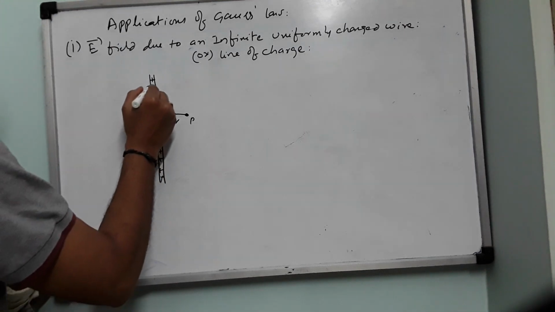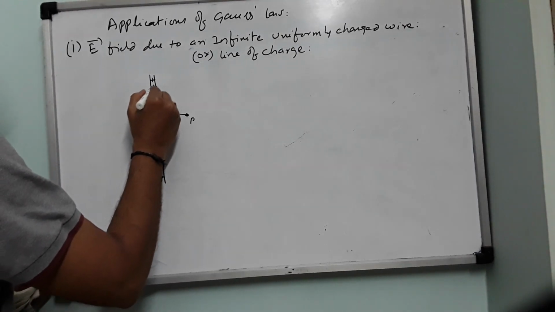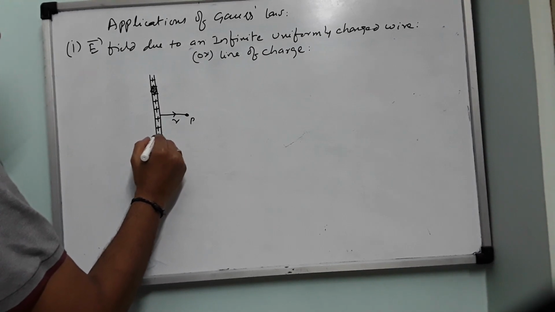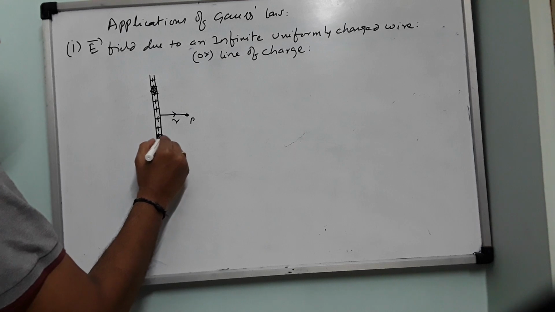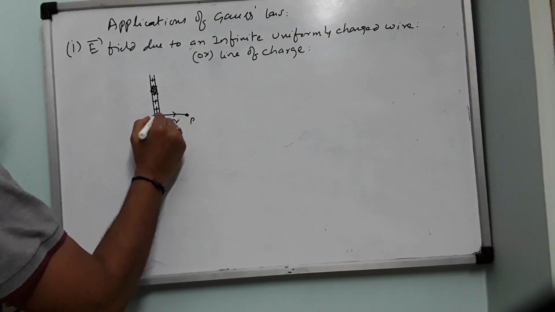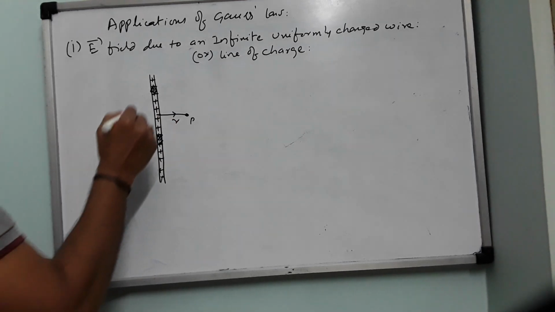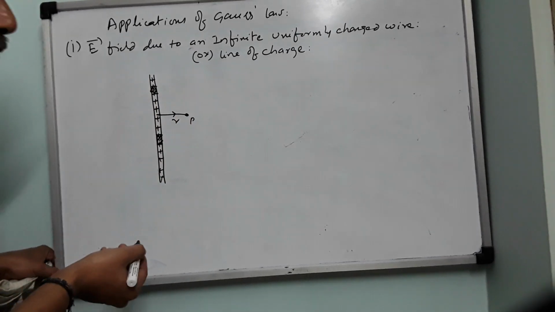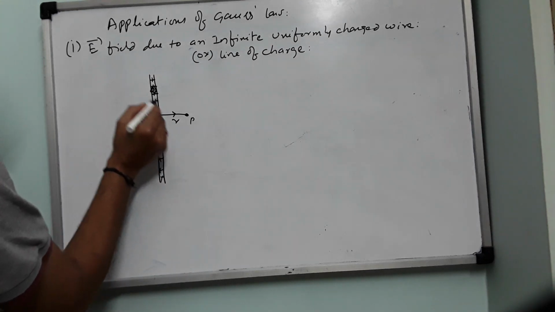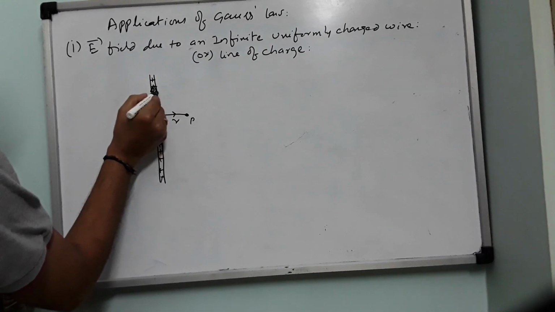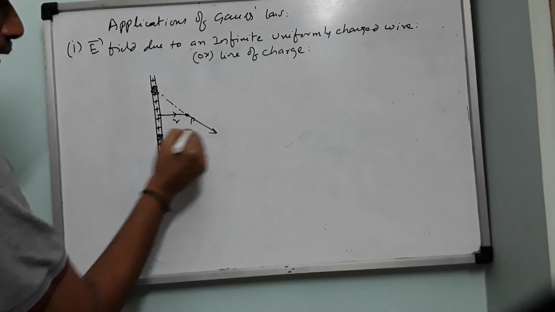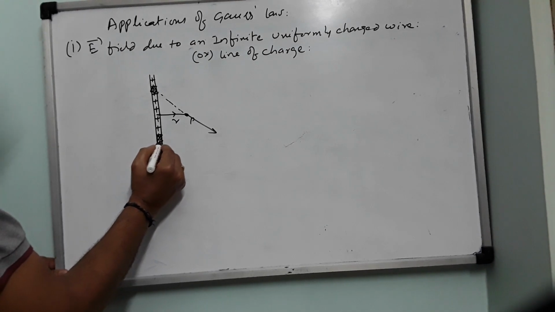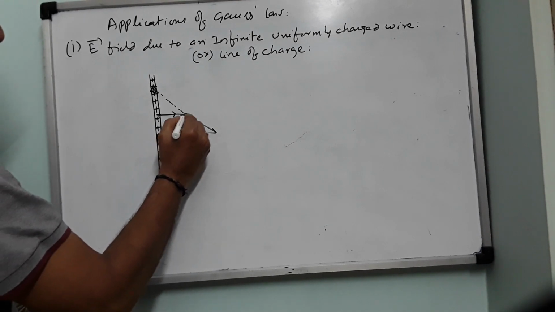Now what to do? You take two equal elements of charge, above and below this point. Suppose each has some charge dq, and we consider that dq as a point charge. This point charge will produce an electric field at this point in this direction. Similarly, the other dq, also treated as a point charge, will produce an electric field at this point like this.